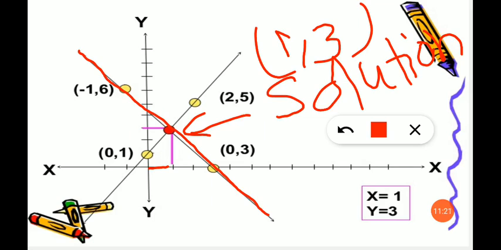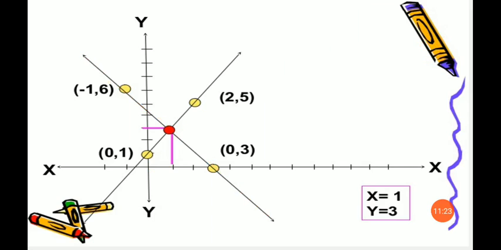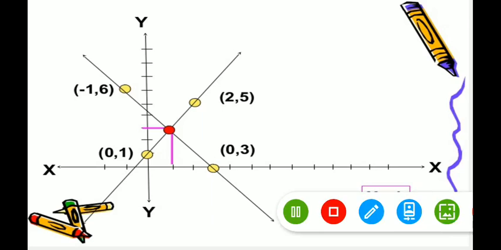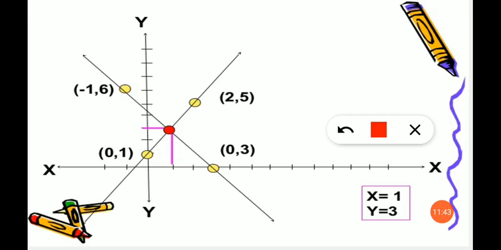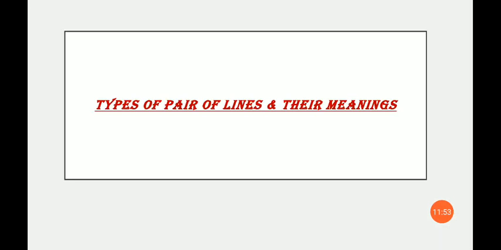You are correct that we will not always get intersecting lines. Sometimes we will get different kinds of lines, because whenever we draw two lines it is not always possible that they will intersect. Sometimes they are parallel also. So let's discuss the types of pairs of lines and their meanings.